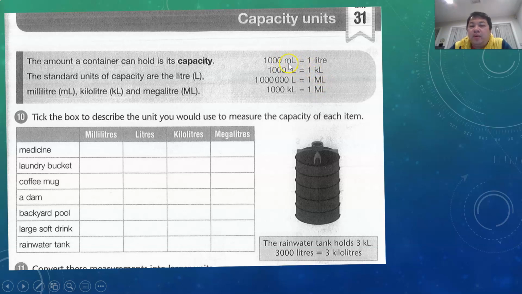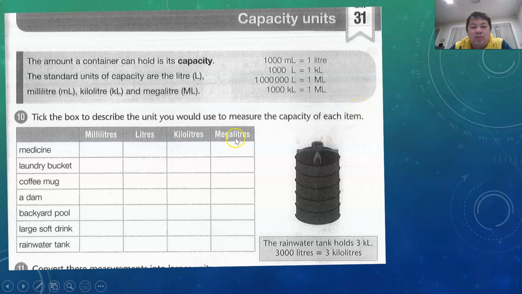So 1000 milliliters is 1 liter. 1000 liters is 1 kiloliter. 1 million liters is 1 megaliter. So 1000 kiloliters is actually 1 megaliter. Just bear that in mind. Not difficult to understand actually.